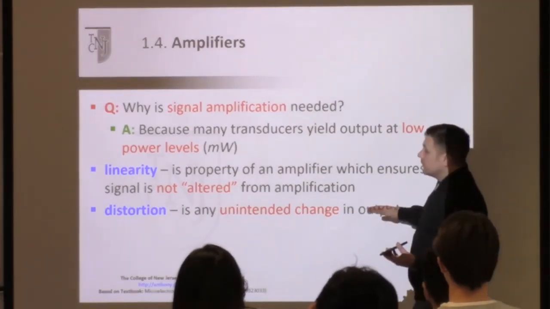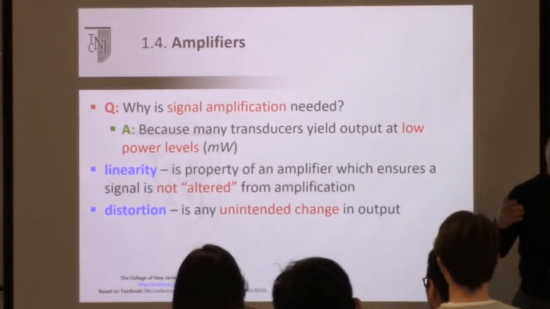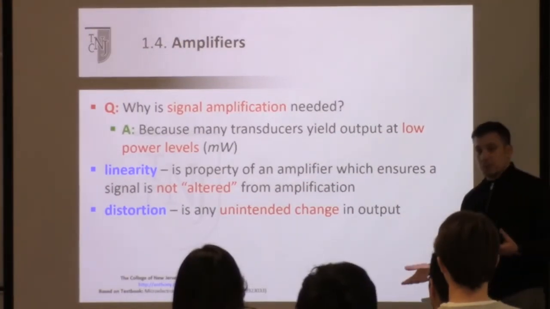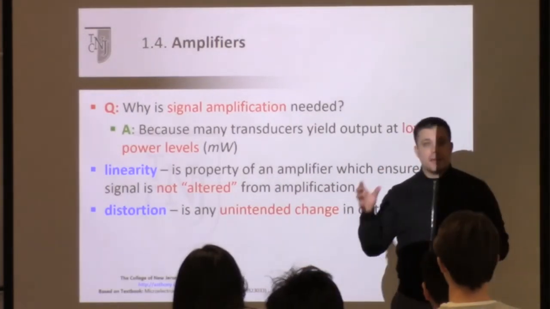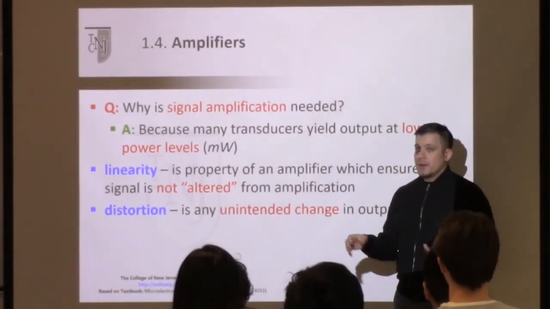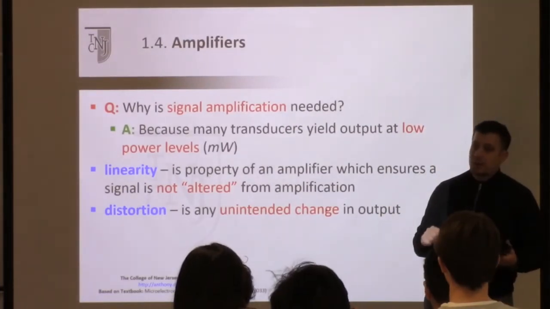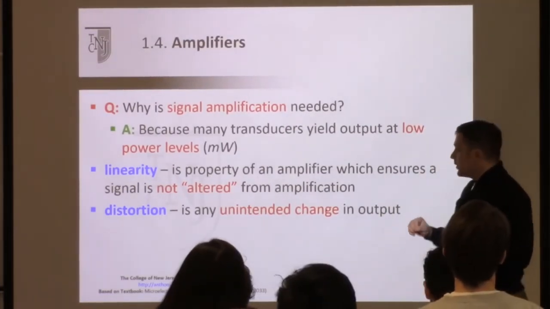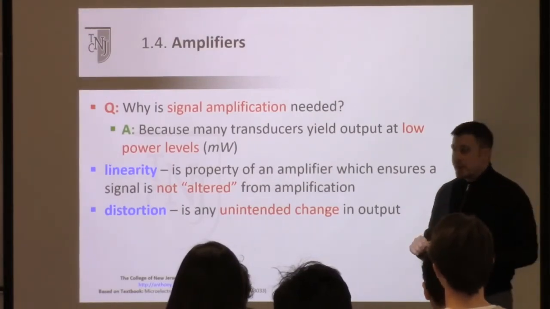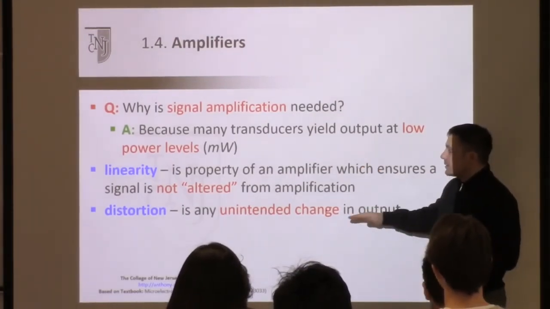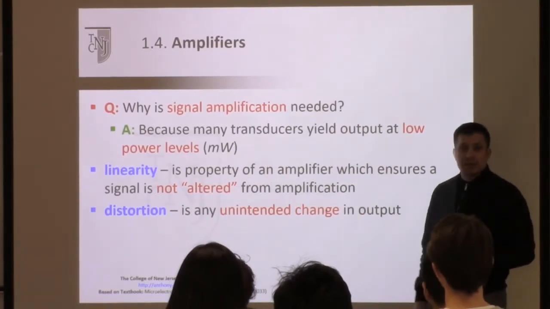So what is distortion? Well, to go back to linearity for a second, the more formal definition goes back to superposition, additivity, homogeneity, essentially this idea that the process that we're applying to it fulfills those mathematical requirements. So distortion is any unintended change in the output. So a nonlinear process would distort the signal.